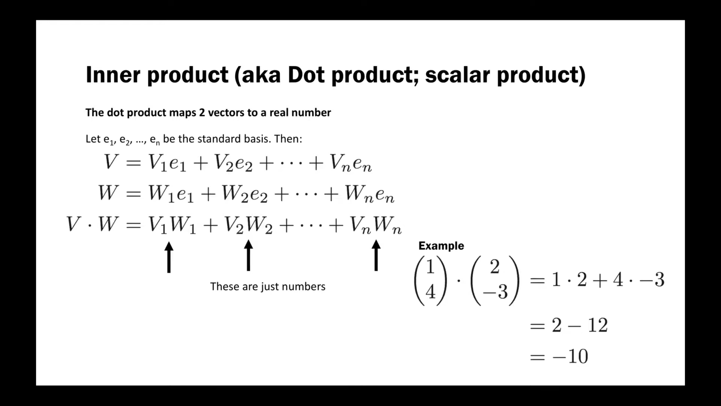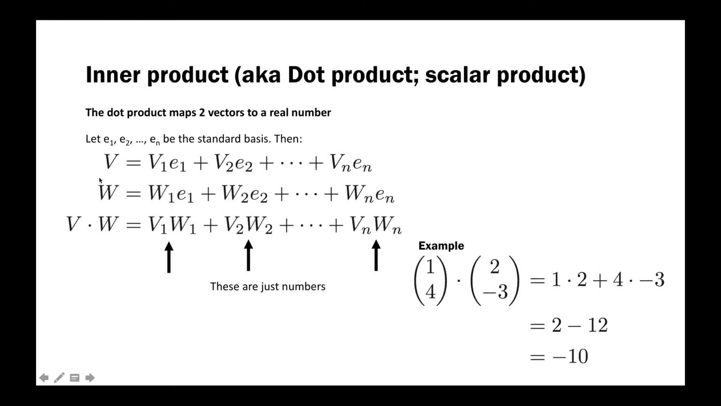An important operation that one can do to vectors is called the inner product, or the dot product, or the scalar product. It goes under all three of these names relatively frequently, so it's important to be familiar with all of the terms. Essentially, the dot product maps two vectors to a real number. So it's an operation where I can give it two vectors and I get a real number output. So let's see how this works. Let e sub 1, e sub 2 to e sub n be the standard basis.